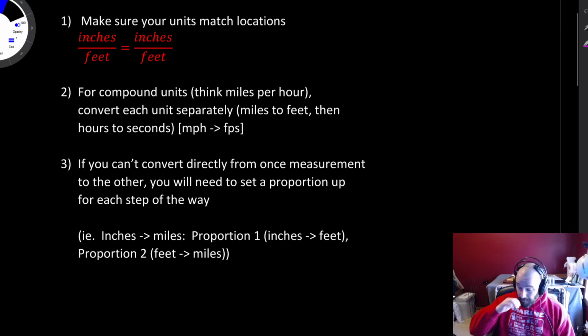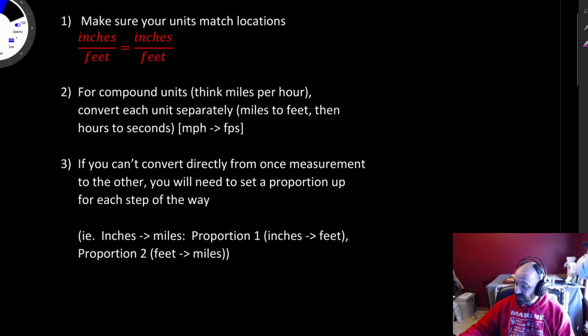First rule, by the way, you want to make sure that your units match. So when you set up the proportion, you want the same units on top, same units on the bottom. There are other ways to do it, but just do it that way. It's easier. For compound units, miles per hour, that sort of thing, I highly recommend that if you're going to use the proportion method, you do so separately.